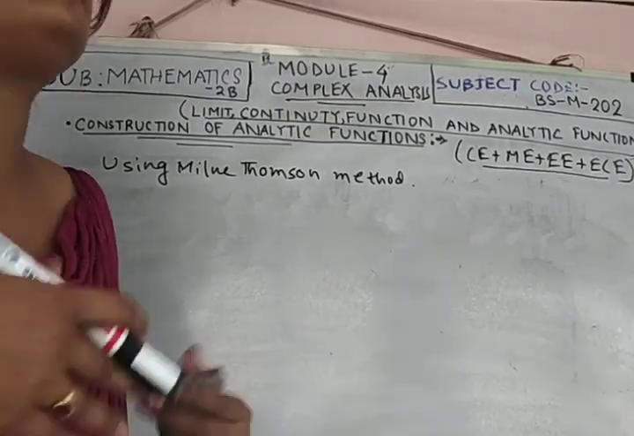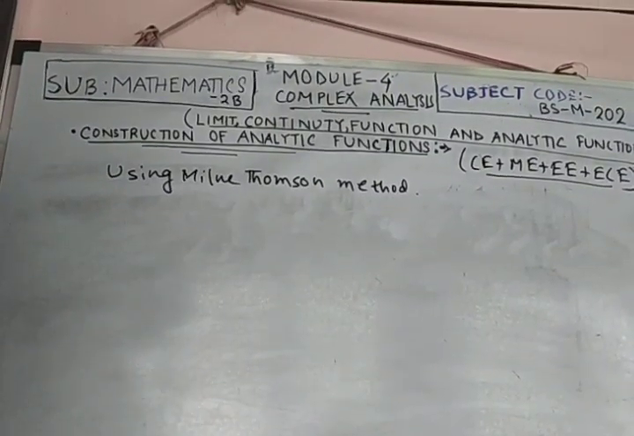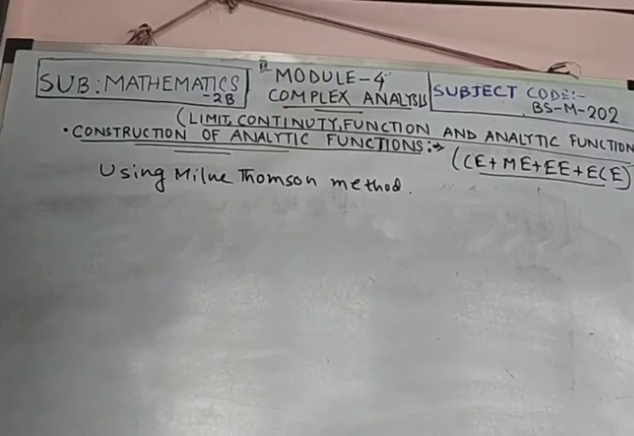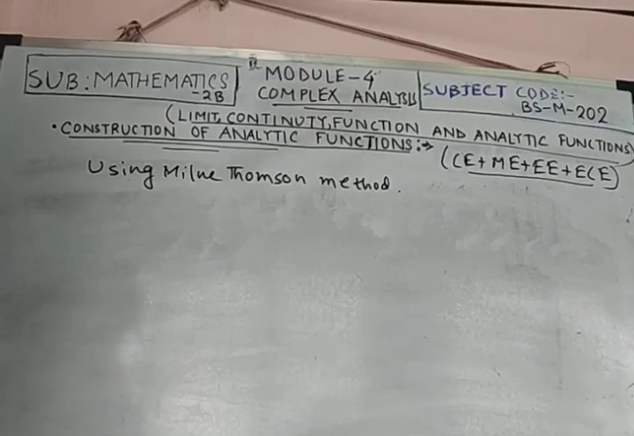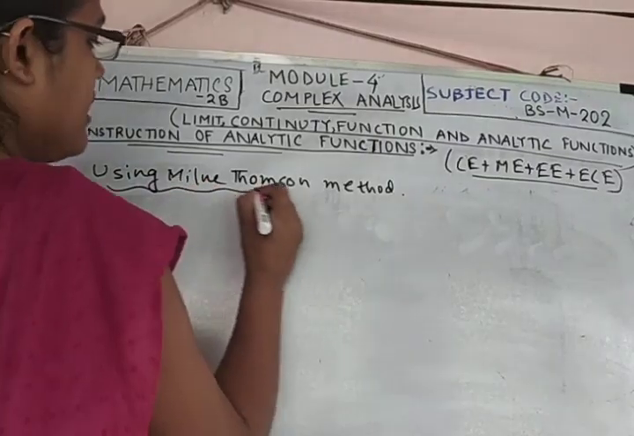So, what is the definition of holomorphic? Holomorphic function is a complex valued function of one or more complex variables that is, at every point of its domain, complex differentiable in a neighborhood of that point. Our discussing topic is the Milne-Thomson method.